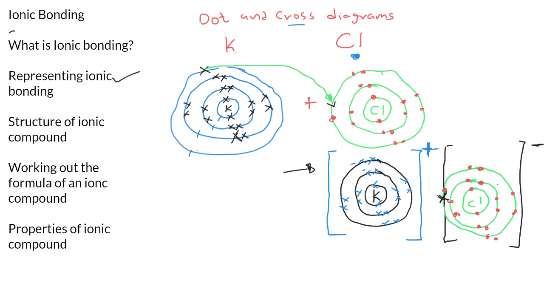Now, that is how we represent ionic bonding. We use a dot and cross diagram. And the reason why we use a dot and cross diagram is to show what happens during ionic bonding, and to differentiate the electrons in one type of atom from the other.